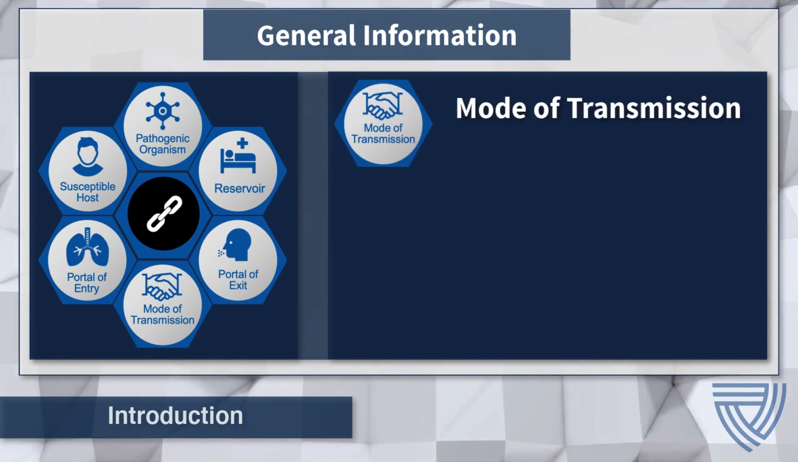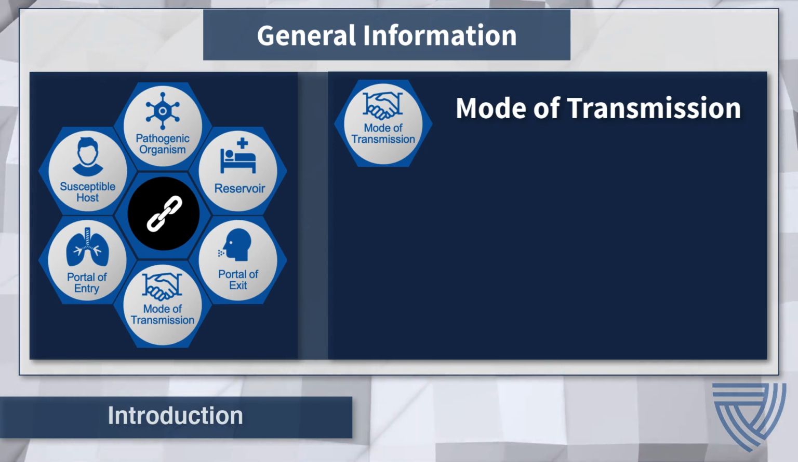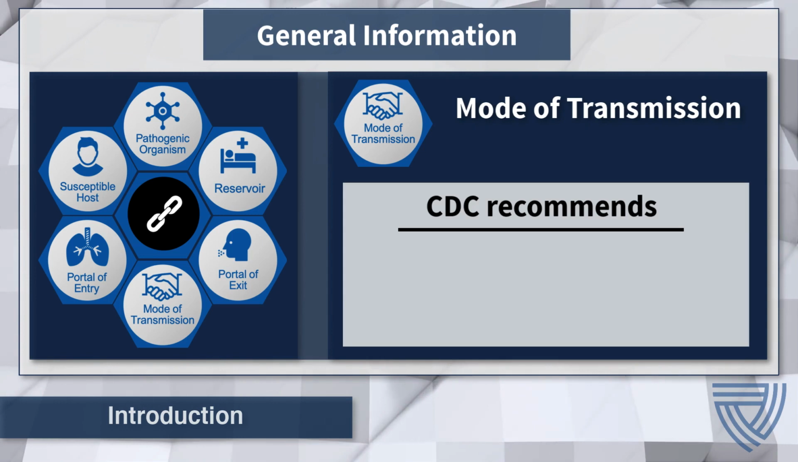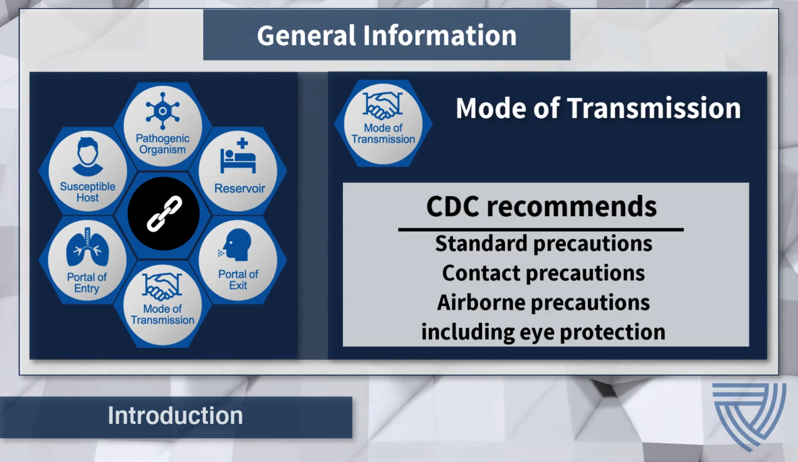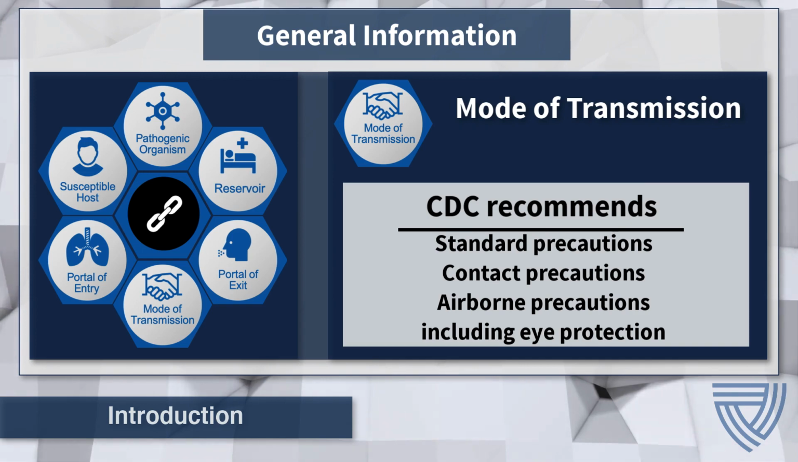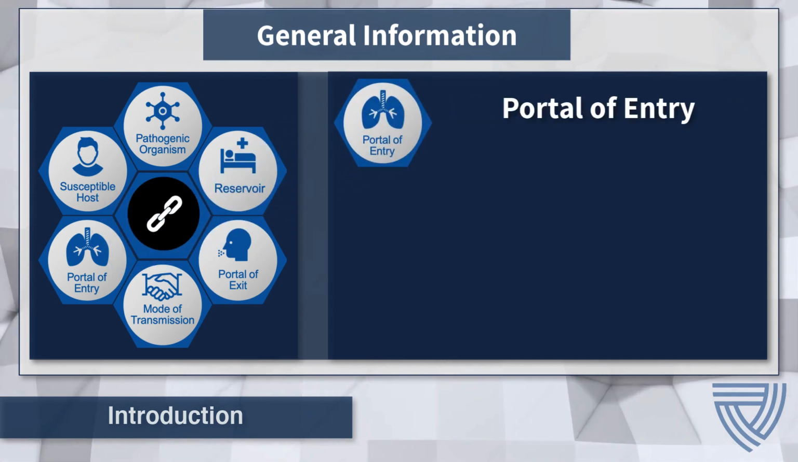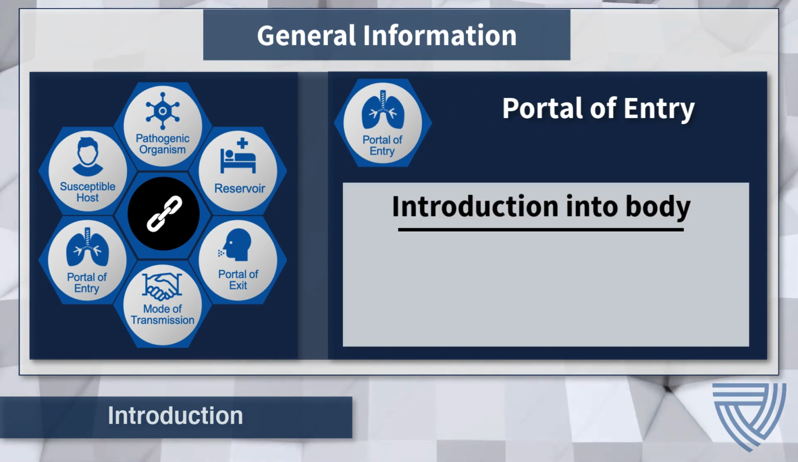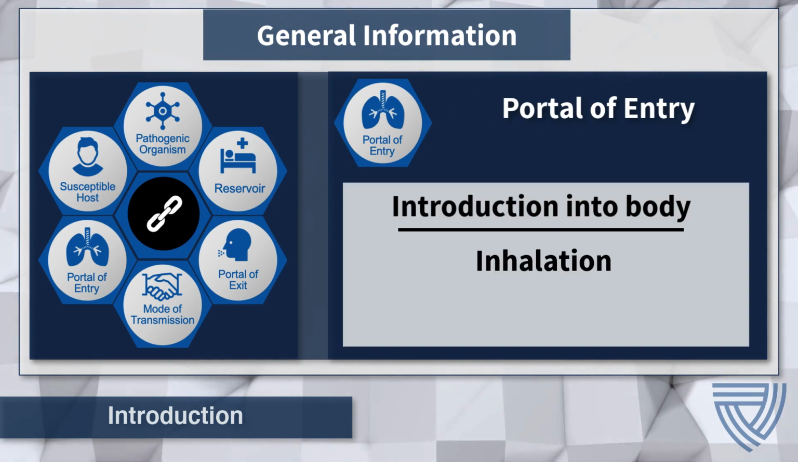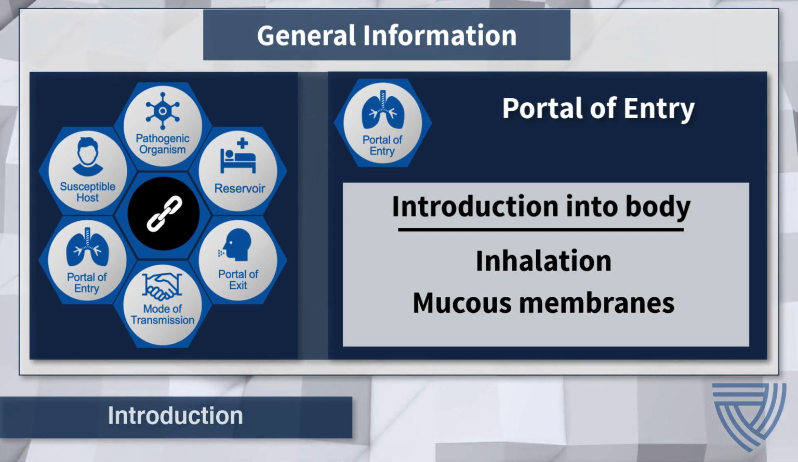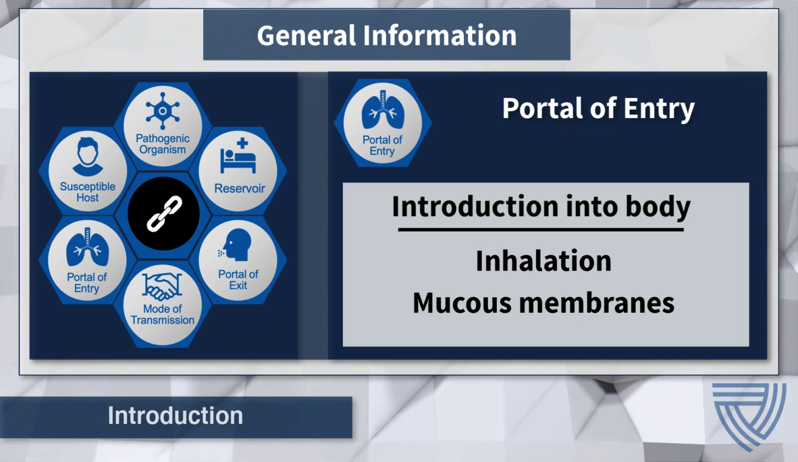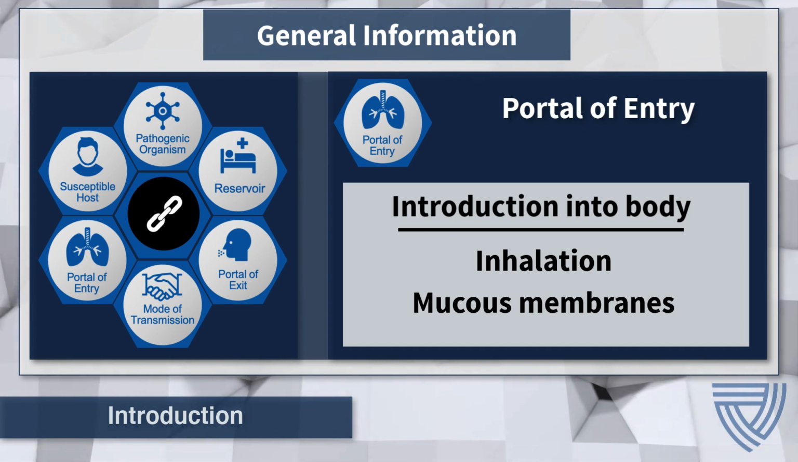The mode of transmission is the means in which the pathogen travels to a new host. The mode of transmission is contact, droplet, and airborne. For COVID-19, the CDC recommends standard, contact, and airborne precautions with eye protection. The portal of entry is the path in which a pathogen enters a new host. This can be through inhalation, when a person inhales the pathogen into their body, or through mucous membranes by way of hand-to-face contact. Healthcare workers wearing personal protective equipment that offers respiratory protection, preventing the inhalation of an infectious pathogen, is one way the chain of infection can be broken at the portal of entry.